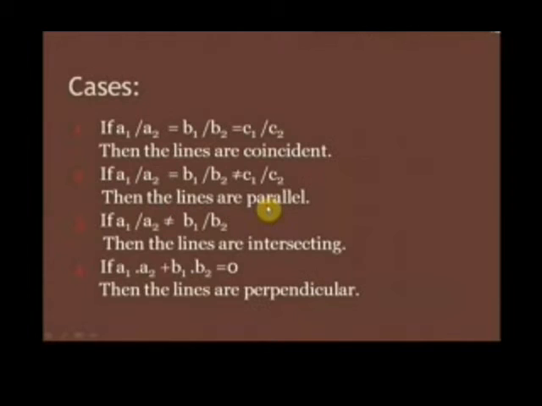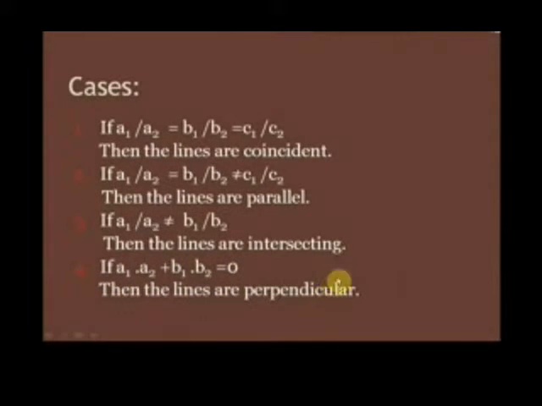Now here we have different cases. If a1 by a2 is equal to b1 by b2 is equal to c1 by c2, then these lines are coincident, that is, it represents the same line. If a1 by a2 is equal to b1 by b2 but it is not equal to c1 by c2, then the slopes of these two lines are same and hence these two lines are parallel. If a1 by a2 is not equal to b1 by b2, then the lines are intersecting, and if a1 into a2 plus b1 into b2 is equal to 0, then the lines are perpendicular to each other.